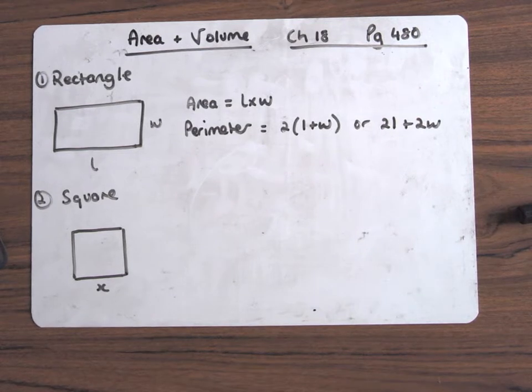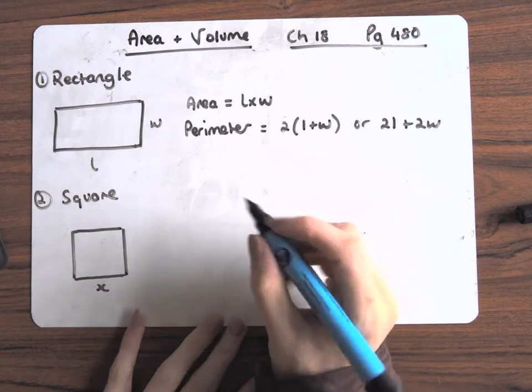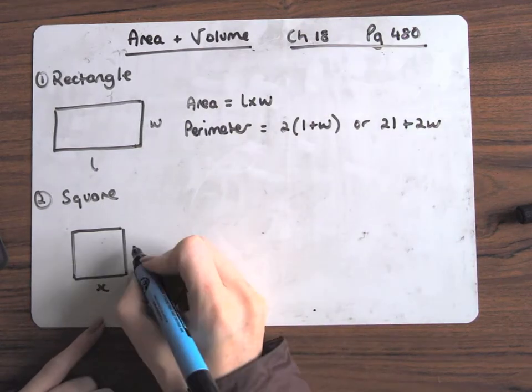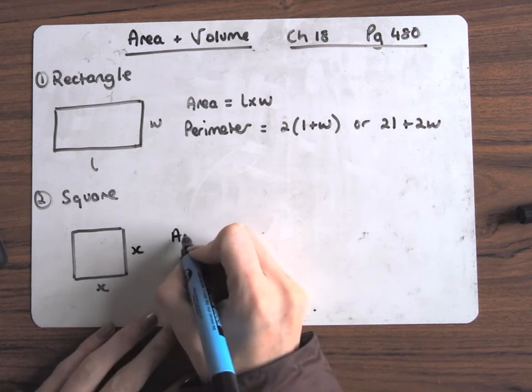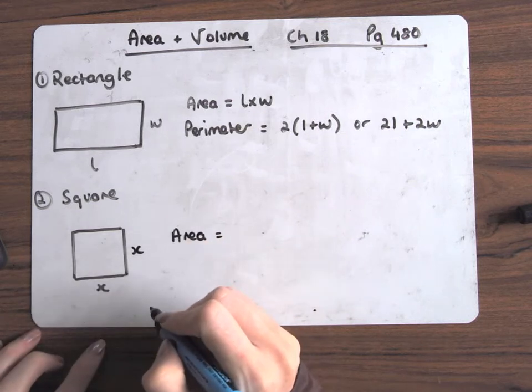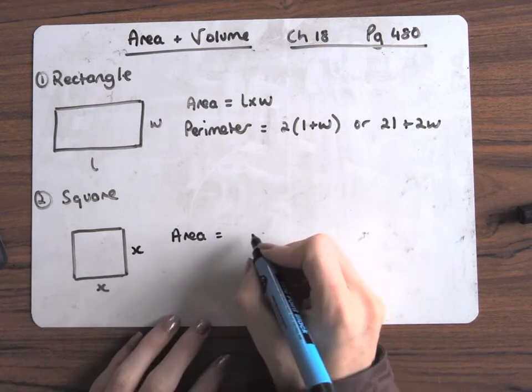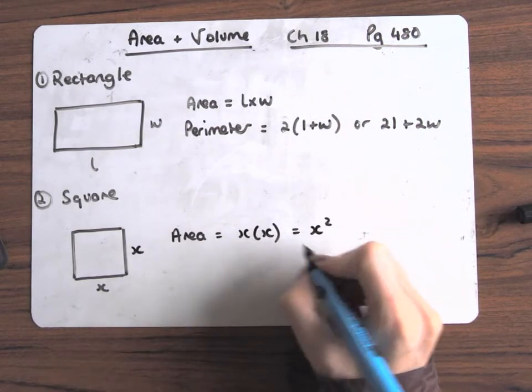Okay, what do you know about a square? All the sides are the same, all the angles are the same, exactly. For this area and volume, we're only really interested in the sides. So if that's x, this bit here is also x. So what's my area going to be? X by x, which is x squared. Brilliant. So you can write down x by x, which is x squared, or just x squared, whichever you want.